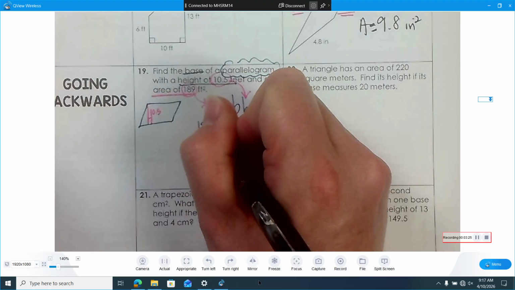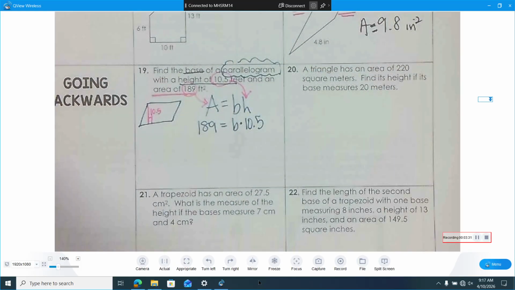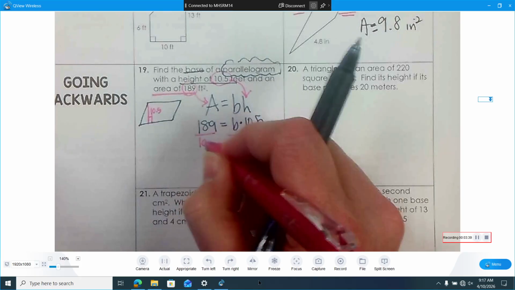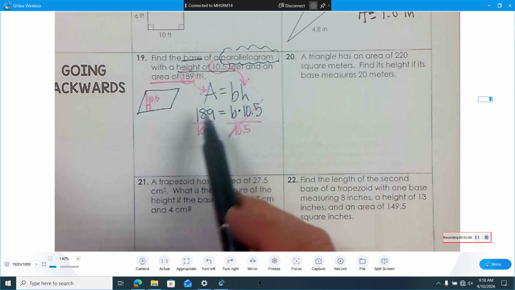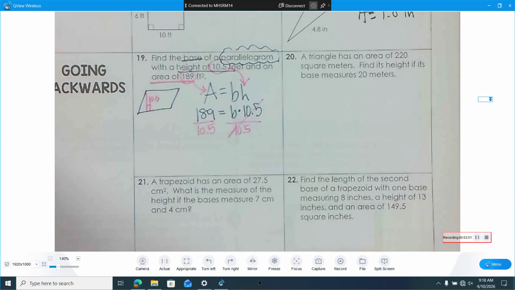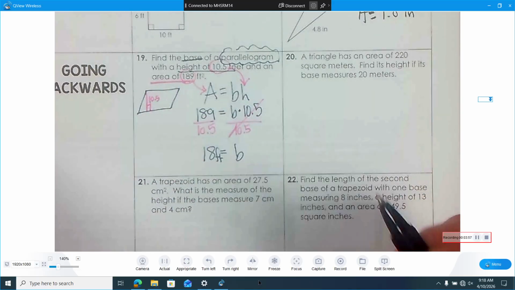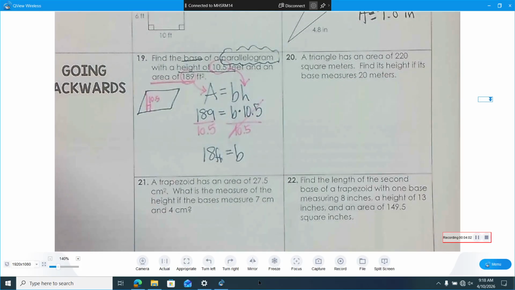So we're going to have 189 equals the base times 10.5. How do I get B by itself? Divide. I want to get rid of that 10.5, so we're going to divide both sides by 10.5. Those cancel out on the right. And can you use your calculators? Because I don't have one. 189 divided by 10.5 is 18. All right, so the base is 18, and it must be 18 feet because we were using feet for our units. So 18 feet. So we're now going to be using our formulas and plugging in and helping us solve.